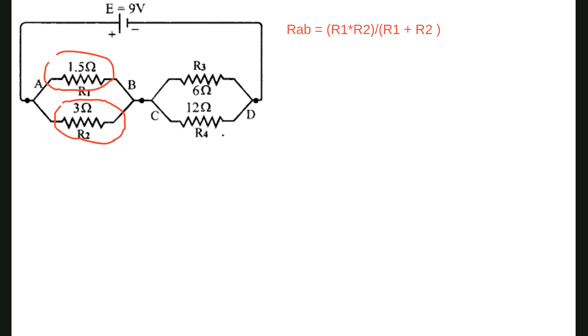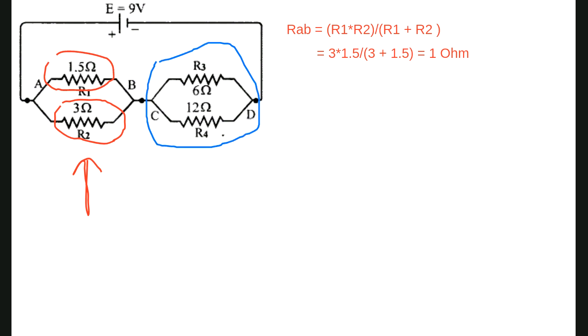This is the complete RAB. What do you mean by RAB? RAB means this part here. Now we will solve the right side, RCD. These two are parallel, correct? So I will write it again. RCD equals RC into RD divided by RC plus RD, correct?